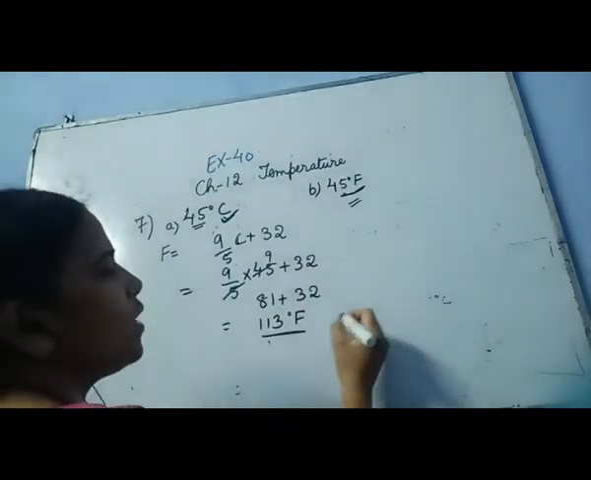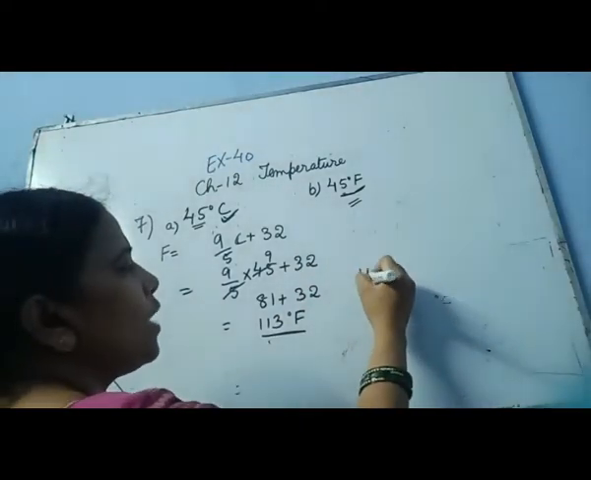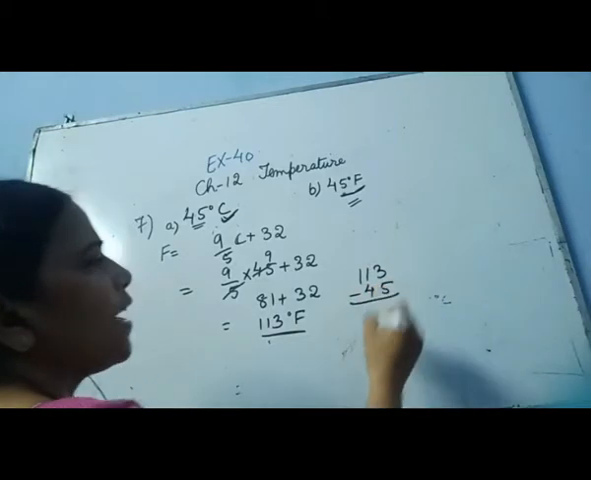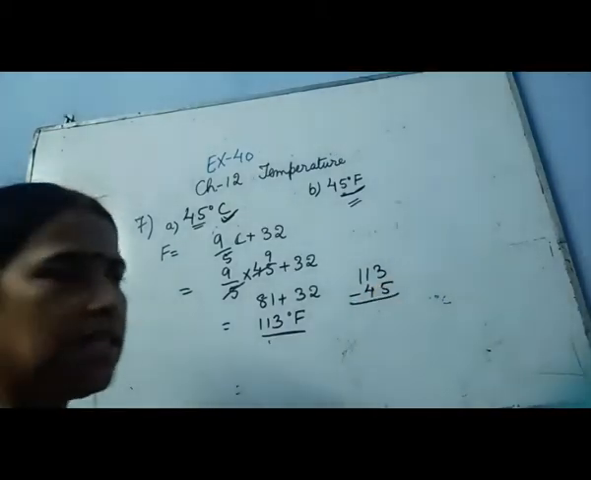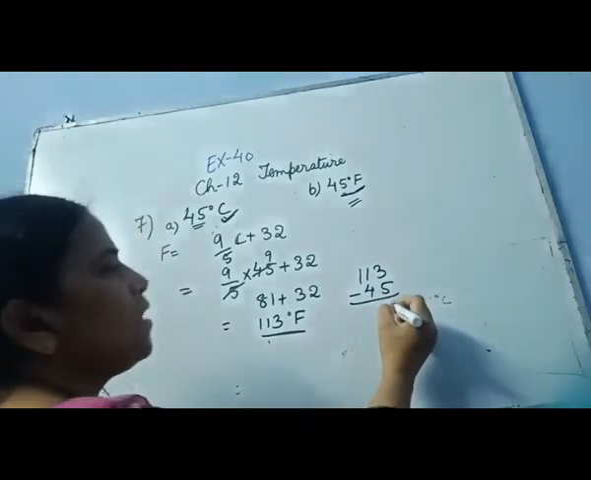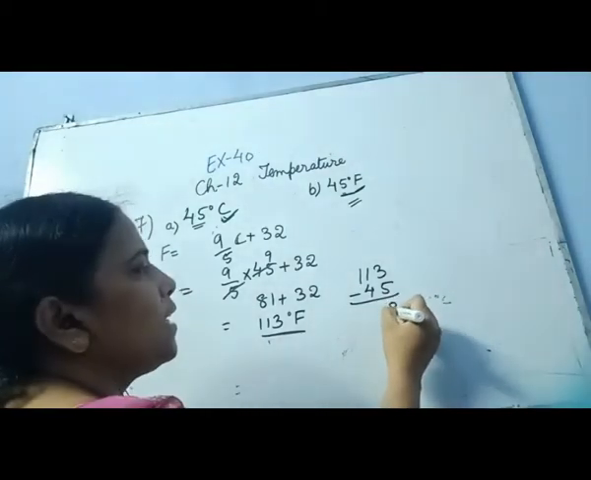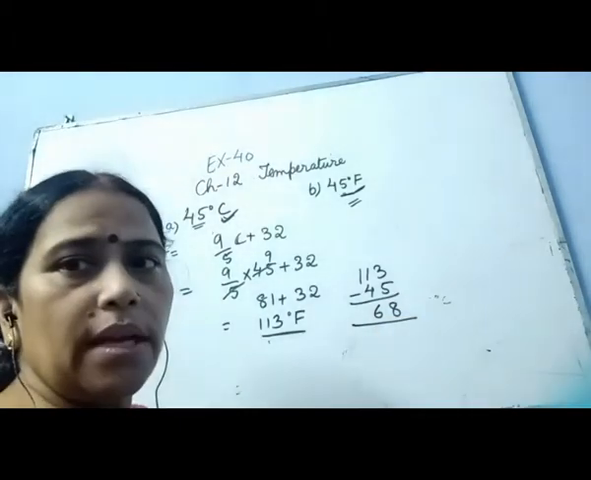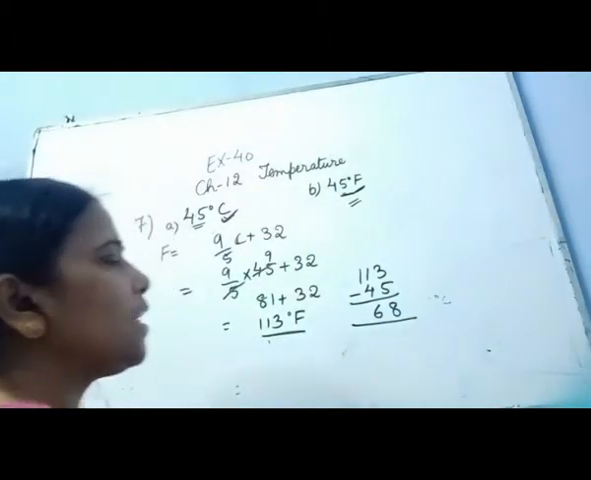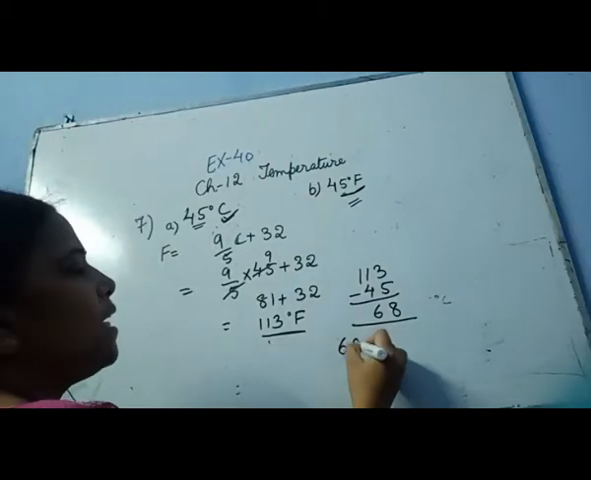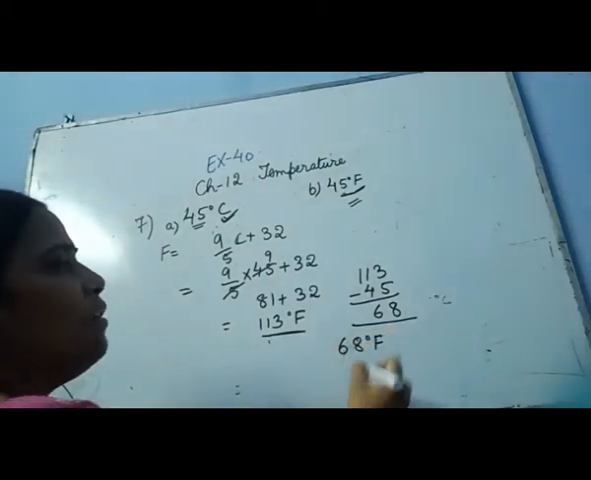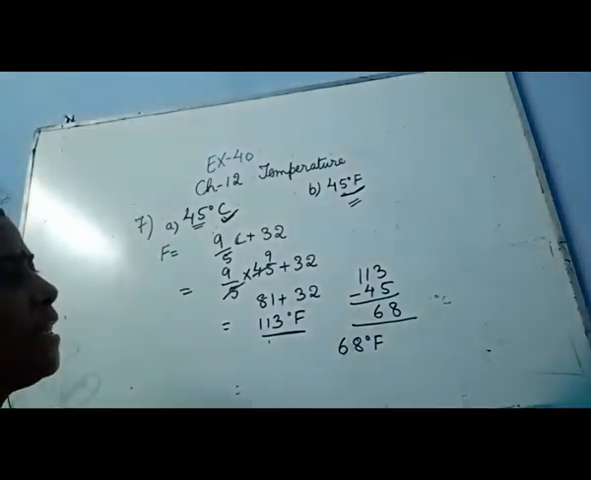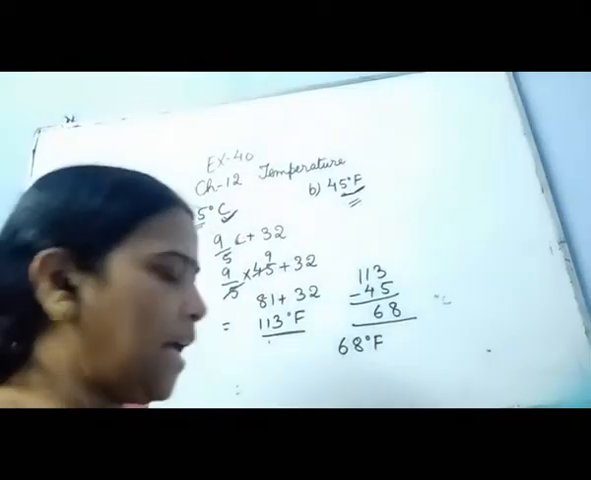For that, what you have to do is subtract 45 from 113, and then you are going to get the answer. This is 8 and this is 6. So by how many degrees Fahrenheit is it greater? It is greater by 68 degree Fahrenheit.